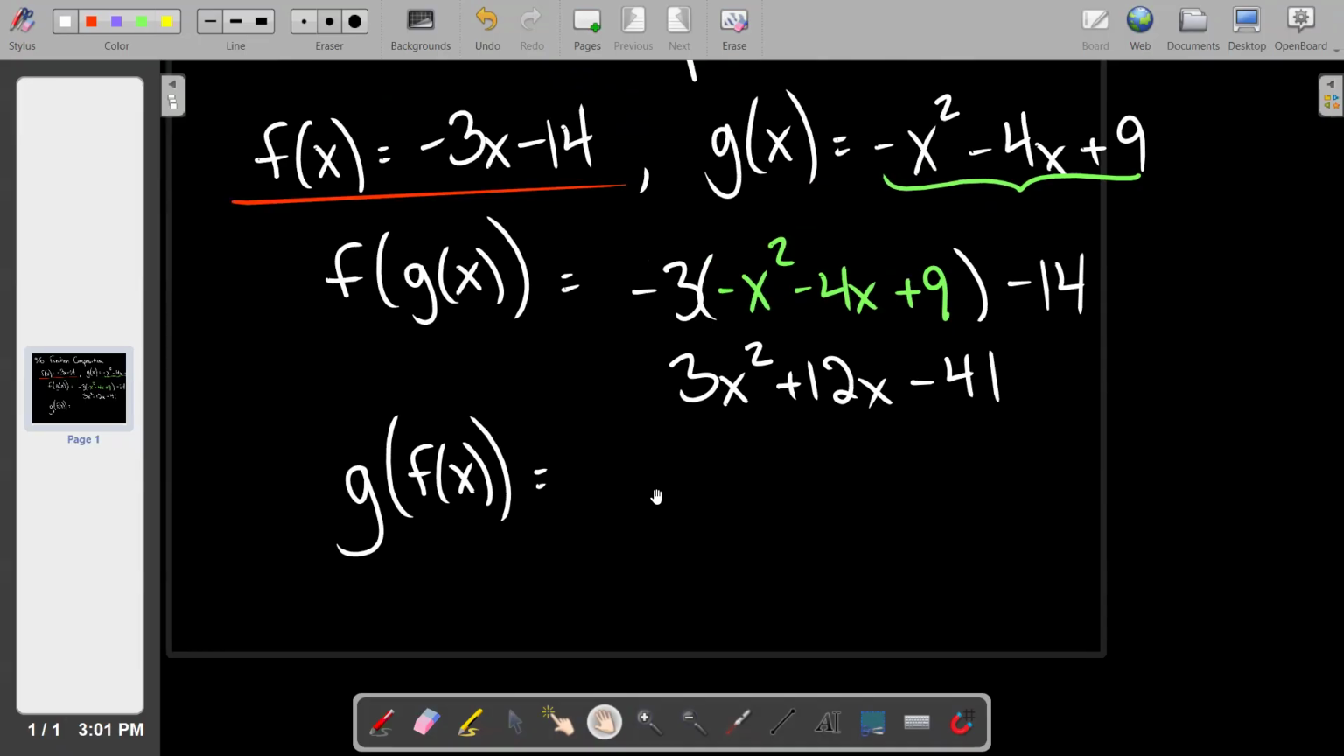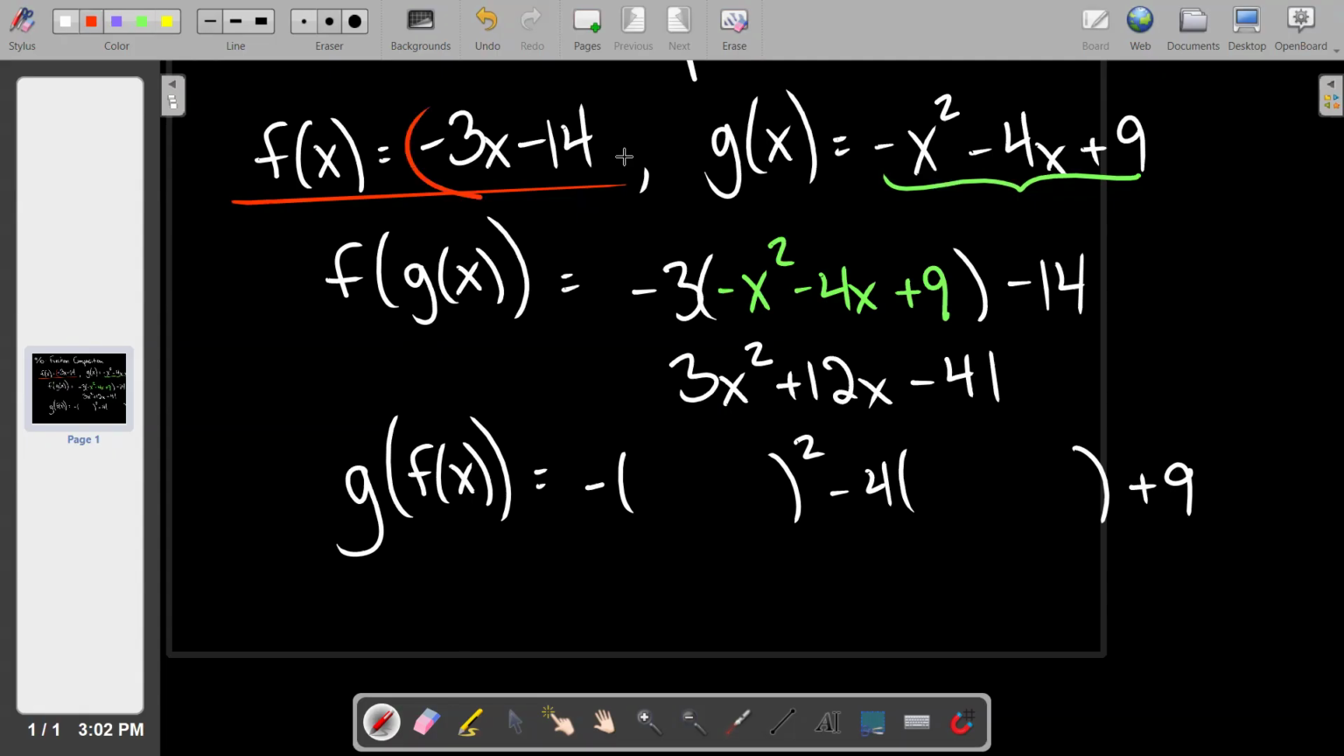So the problem this time is that we're putting into a quadratic. And so, yeah, it kind of sucks. So here's what it's going to look like in its raw form. It's going to be negative blank squared minus 4 blank plus 9. And you've got to buckle in for this because it is significantly more algebraically taxing than the first one. What are we going to put into those blanks?